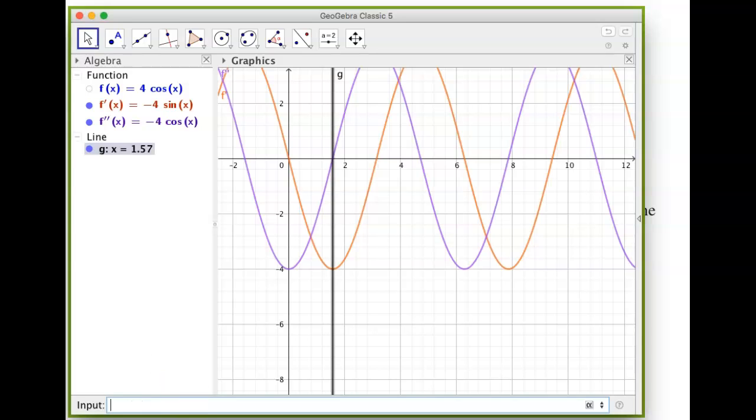So here to here, in between those two vertical lines, notice that the velocity is negative, but the acceleration is positive. So over that time interval, time pi over 2 to time pi, my particle is slowing down. Does that make sense?